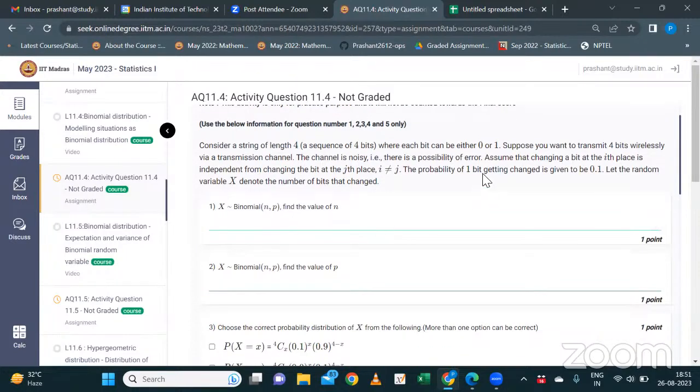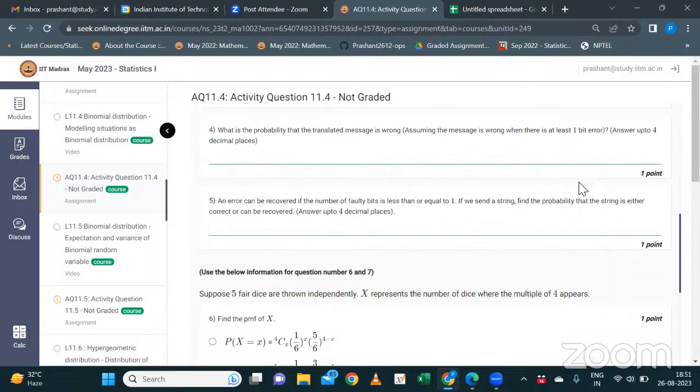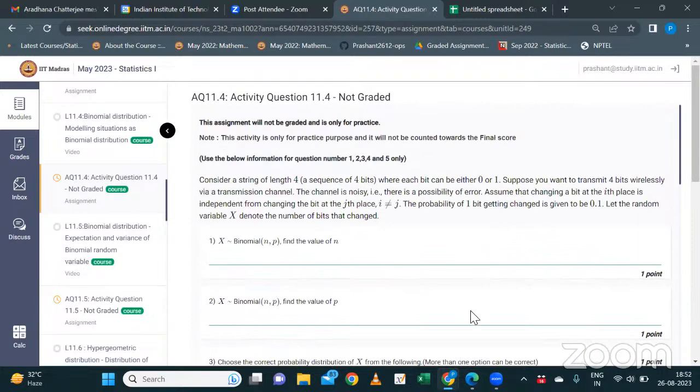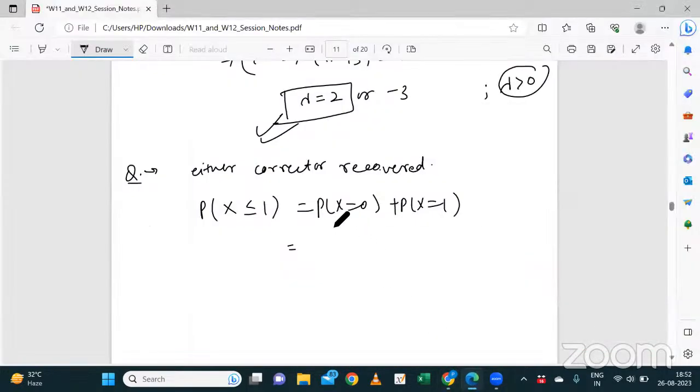And what is the probability that a bit will get changed? 0.1. And what is the probability that it will not get changed? 0.9. Correct. So the probability of getting changed is 0.1 and of not getting changed is 0.9. So for 0, that means out of 4 is 0. Yes, that is correct.